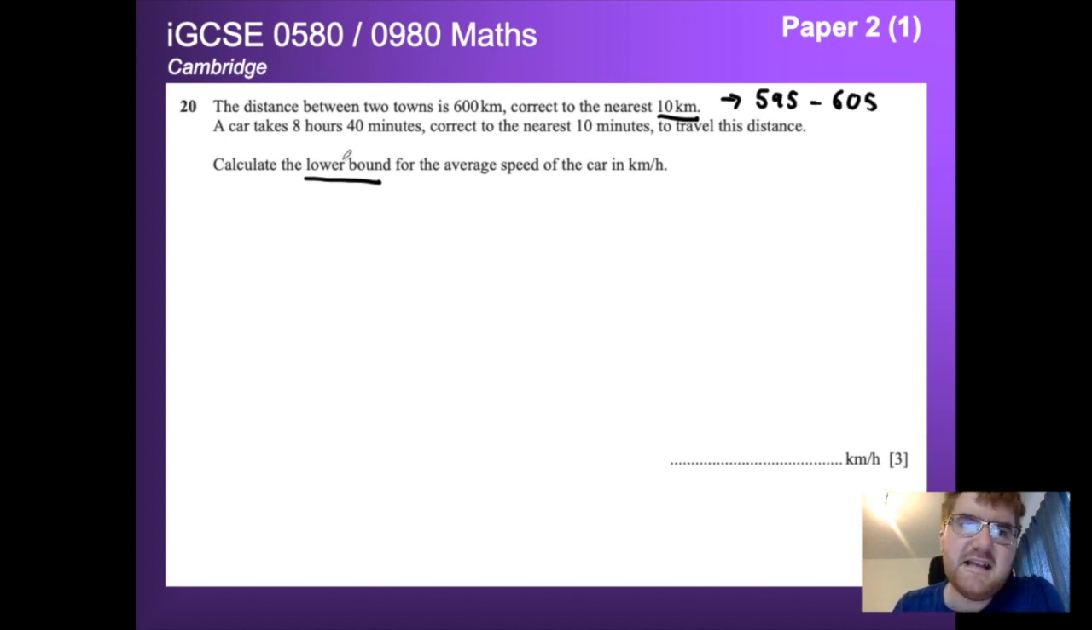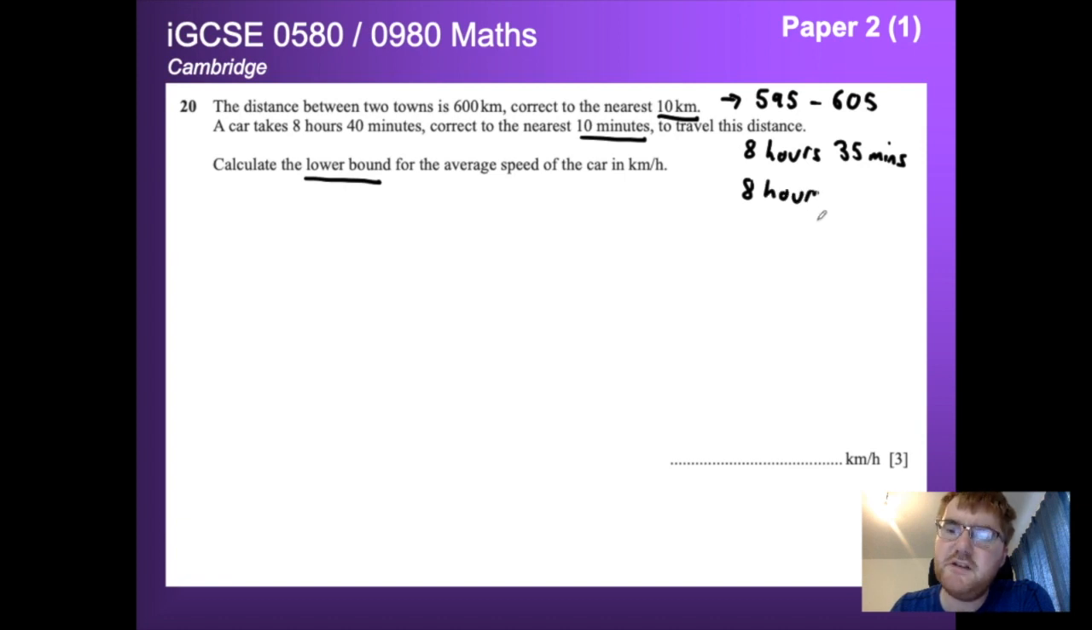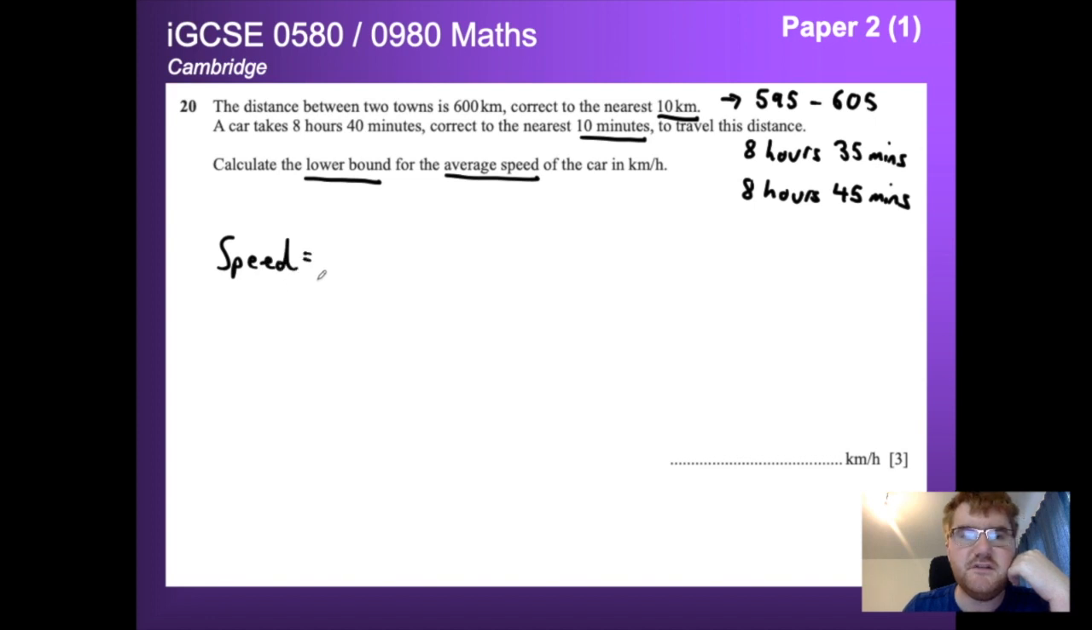A car takes 8 hours 40 minutes, correct to the nearest 10 minutes, to travel this distance. So the time can vary between 8 hours and 35 minutes and 8 hours and 45 minutes. And we want to find the lower bound for the average speed of the car. Now remember, speed is equal to distance divided by time. So make sure we remember that formula. And we want to find the lower bound, yeah? So the low speed. We'll put L speed for our reminder.